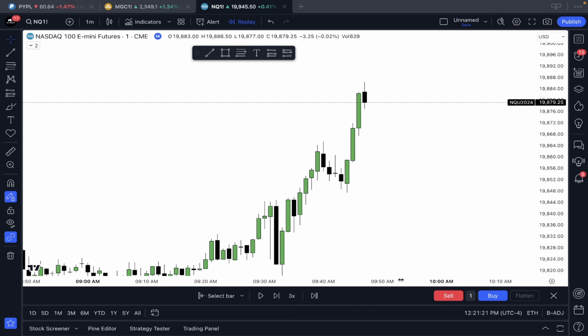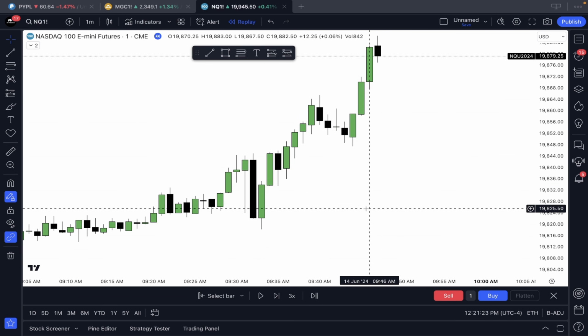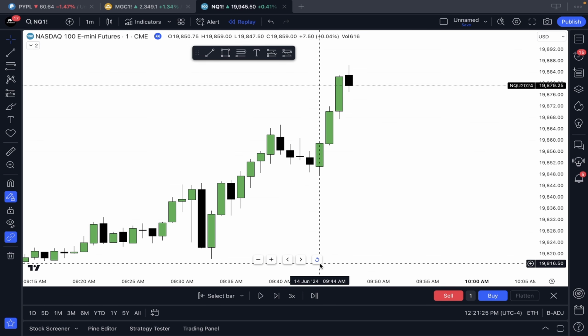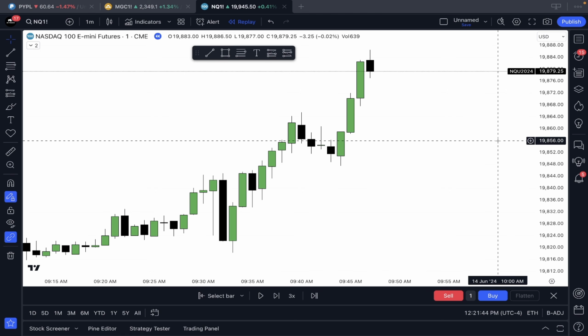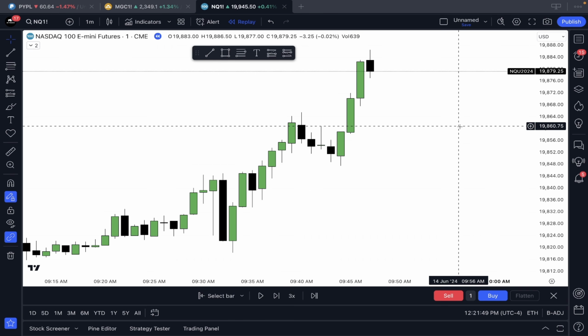Alright, so let's get into what a fair value gap is. Simply put, a fair value gap is a market situation where the supply of buyers is significantly higher or lower than the demand of sellers. This causes price to move quickly towards higher or lower areas of supply or demand.